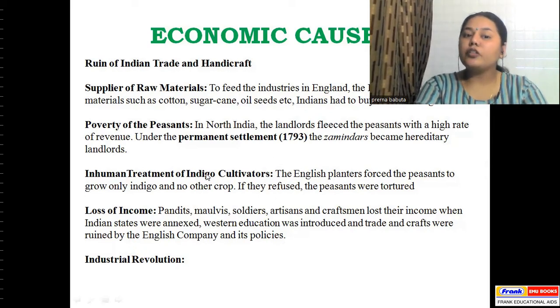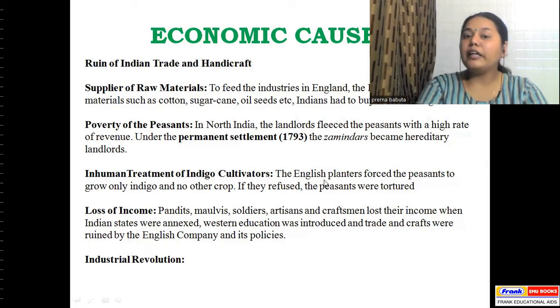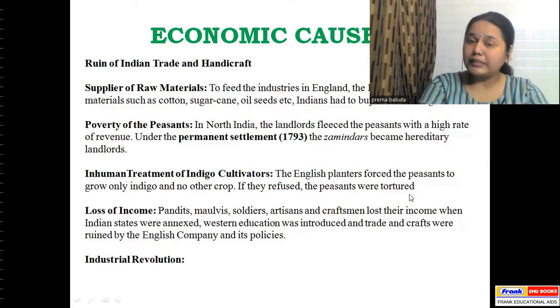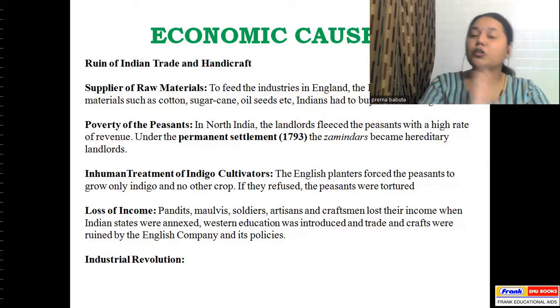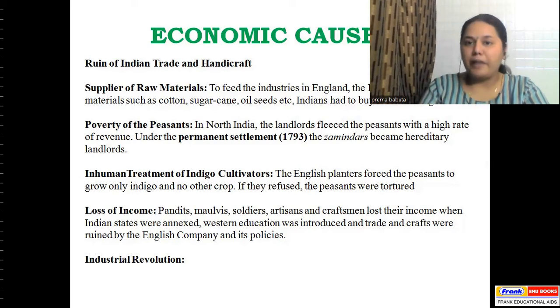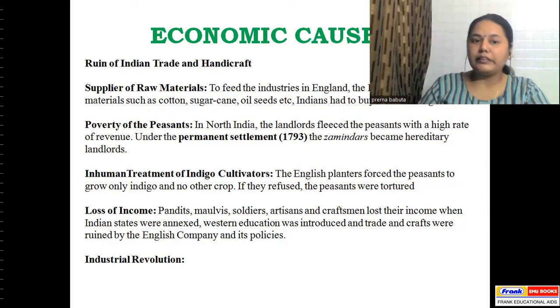Then inhuman treatment of indigo cultivators. The English planters forced the peasants to grow only indigo and no other crop. If they refused, the peasants were tortured. Basically, the farmers were told that you will grow only this crop, because the British needed indigo for dyeing clothes. So obviously, it impacted the local or the native farmers.